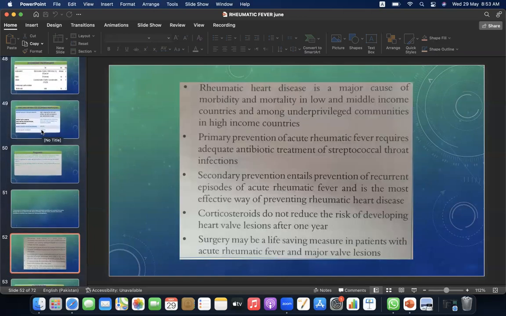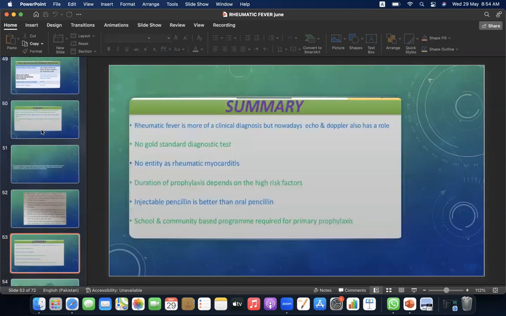Rheumatic heart disease is a major cause of morbidity and mortality in low and middle income countries and among underprivileged communities in high income countries. Primary prevention of acute rheumatic fever requires adequate antibiotic treatment of streptococcal throat infections. Secondary prevention entails prevention of recurrent episodes of acute rheumatic fever and is the most effective way of preventing rheumatic heart disease. Corticosteroids do not reduce the risk of developing heart valve lesions after 1 year. Surgery may be a life-saving measure in patients with acute rheumatic fever and major valve lesions.